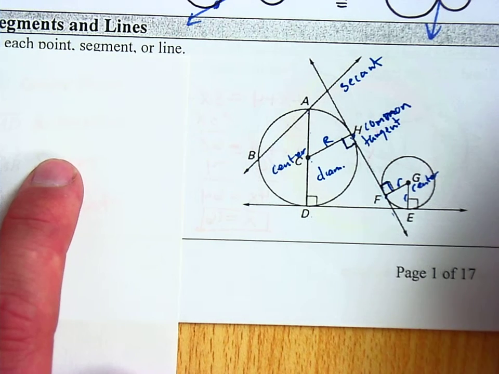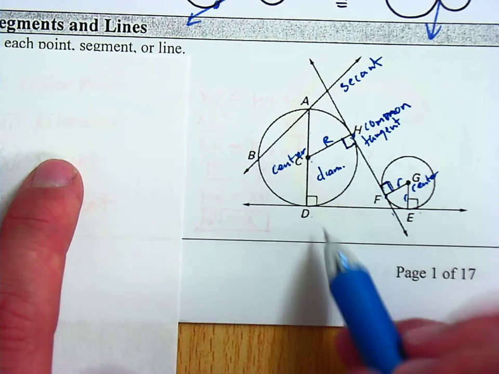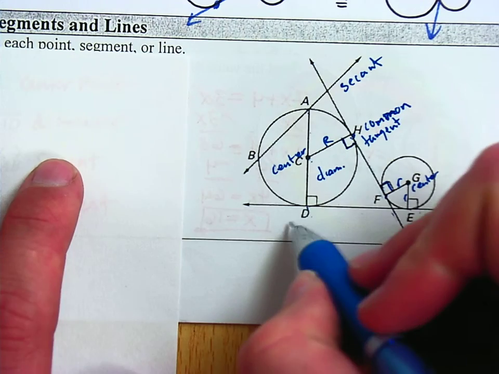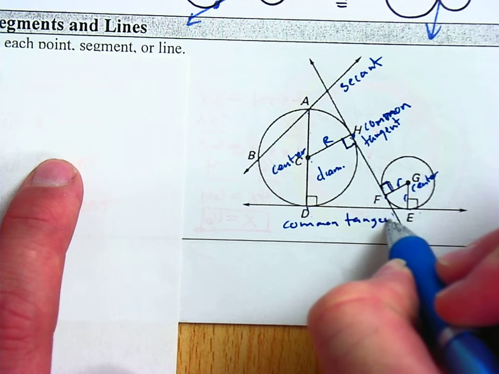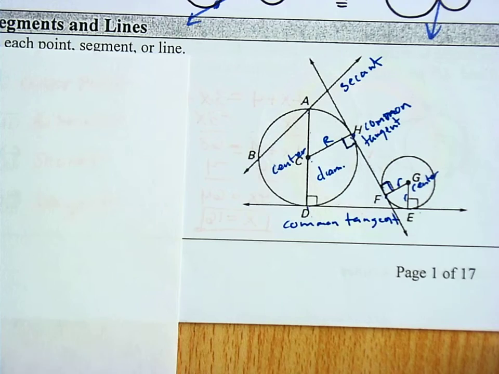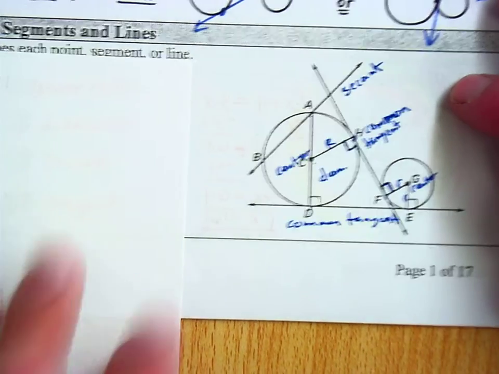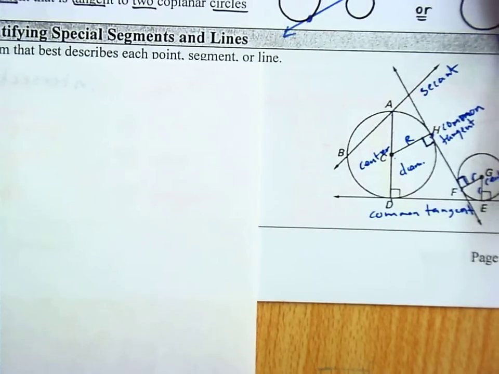Interesting. Well, what about down here? Here's DE. Here's another line. Well, that is tangent to both of these circles too. So this is a common tangent too. And I think by now we've named everything, right? So let's see if we can't go back and look at the questions over here and see if we can't name some of these pieces.